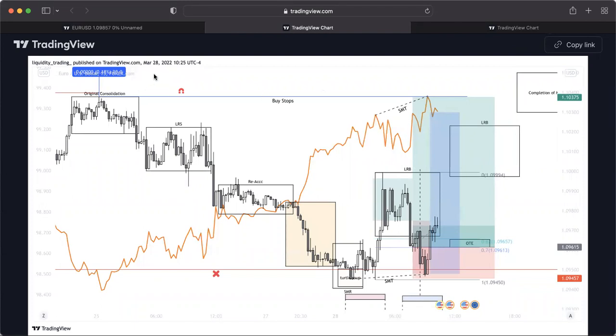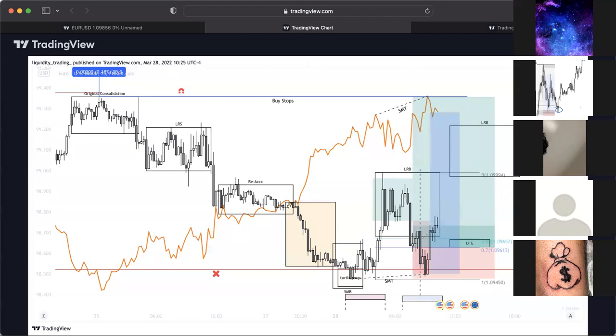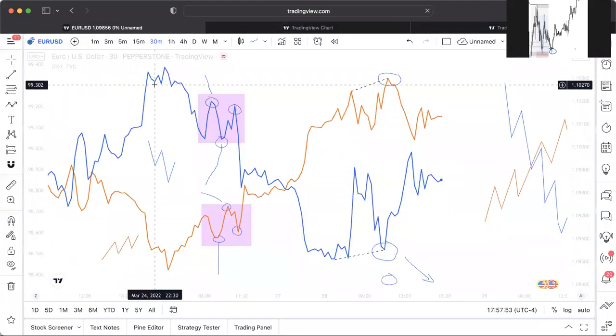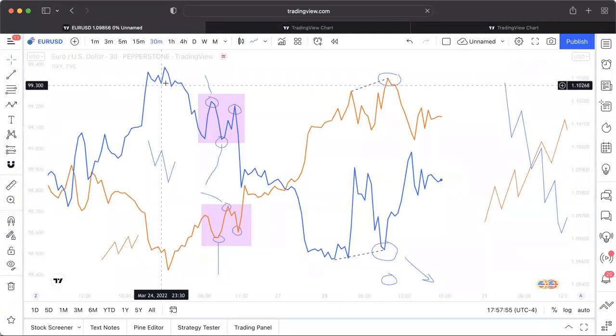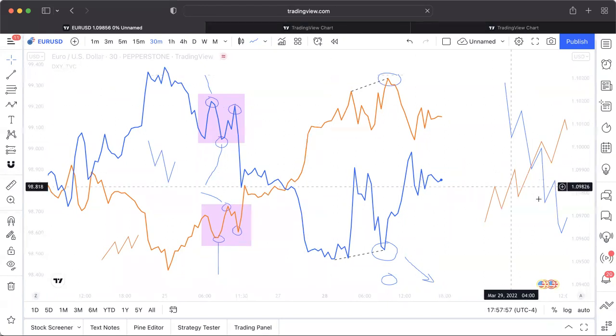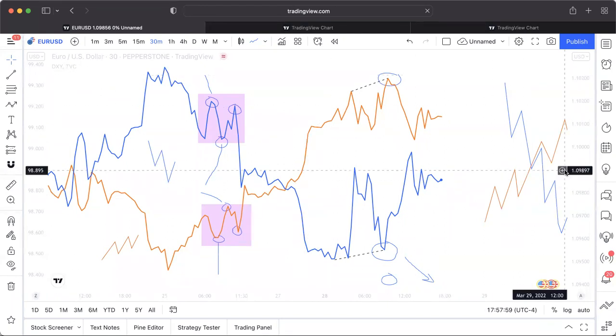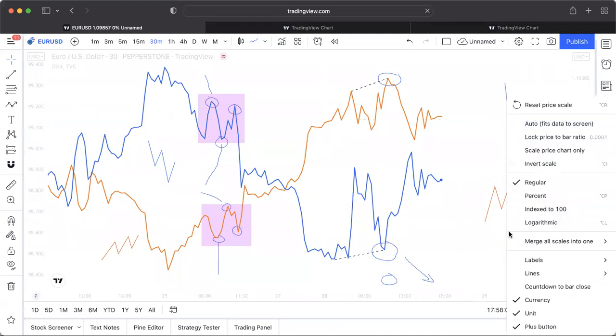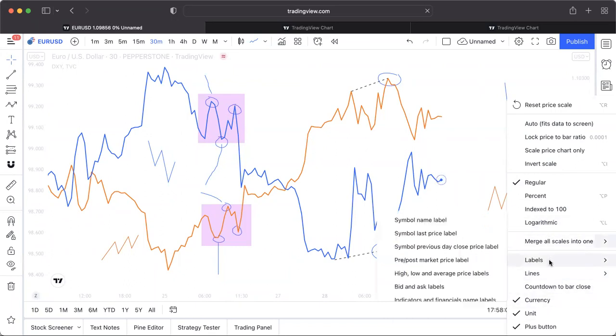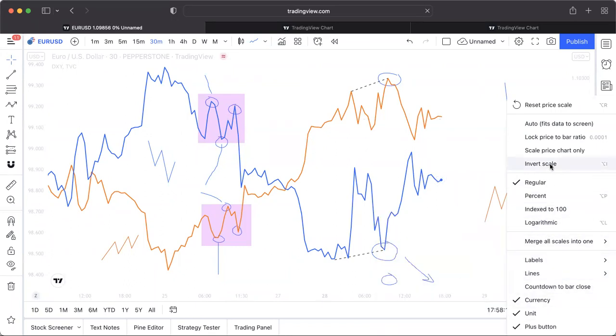Hi, Daniel, bro. I wanted to say something. I don't want to overcomplicate it, but you have an example here. If you go on TradingView, to the line chart, on the price line on the right, and you right click it, there is this thing that you can invert. You can invert the scale.